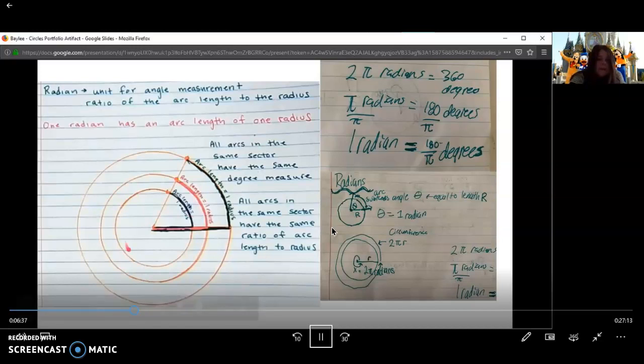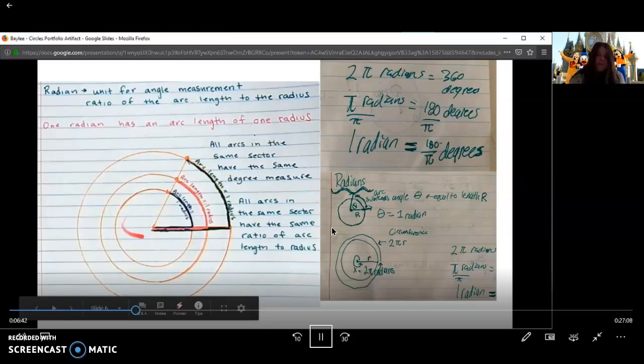And this picture here just shows how the different circles would vary from a smaller circle to a bigger circle.